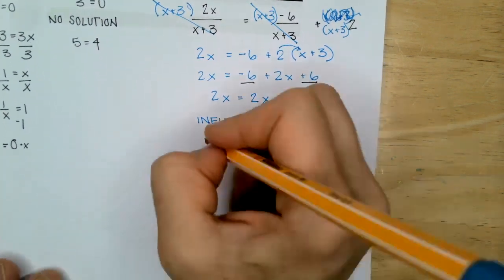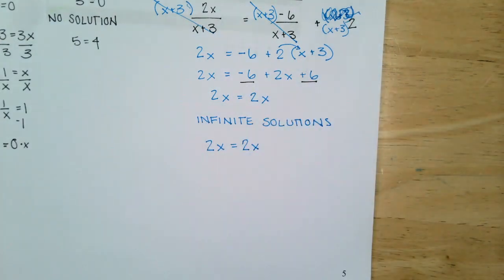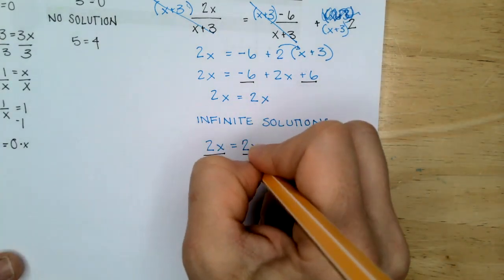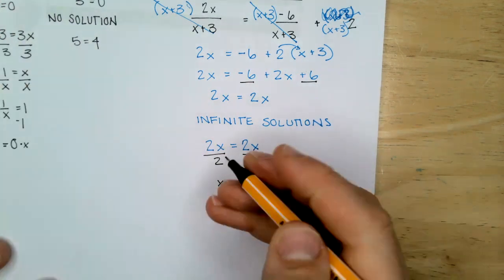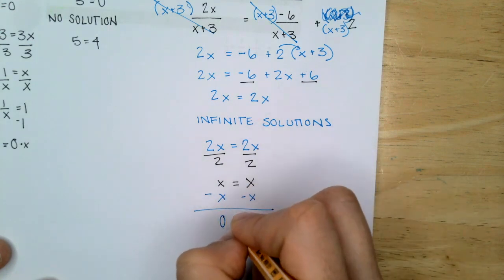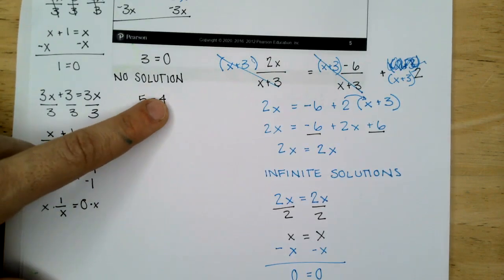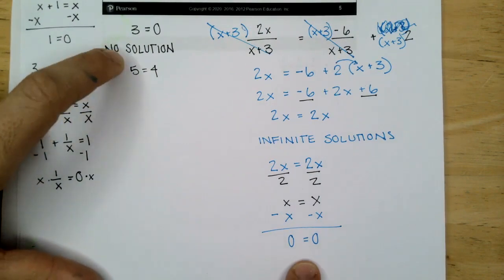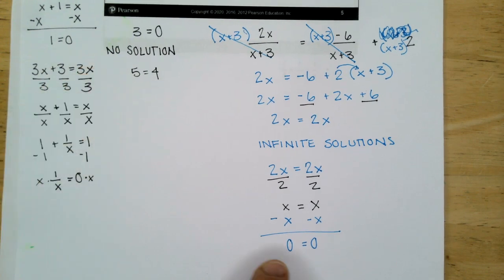This one can also look different. So it might be 2x equals 2x, and you want to keep going. So you say, all right, divided by 2. It's still going to say x equals x, right? Subtract x, 0 equals 0, okay? So if you have 0, that doesn't mean no solution. If it's 0 equals 0, that's infinite solutions. If it's 0 equals something that's not 0, it's no solution, all right?